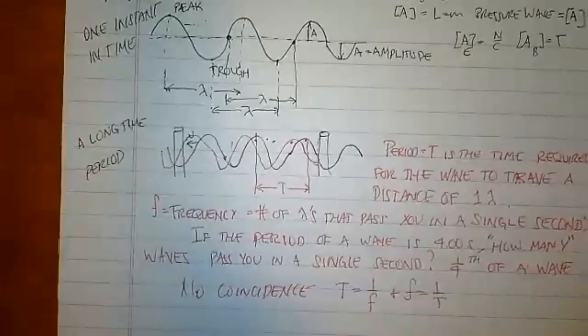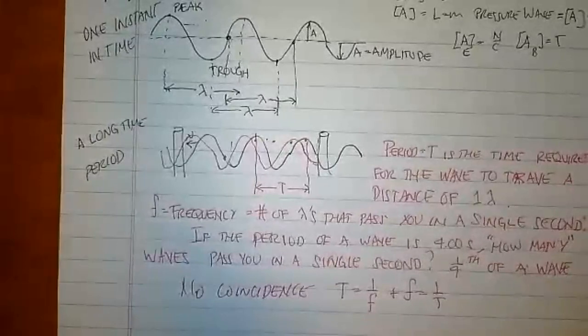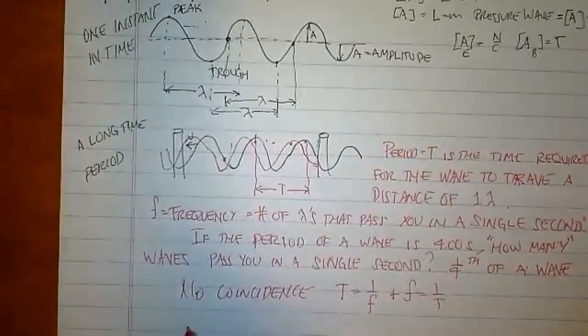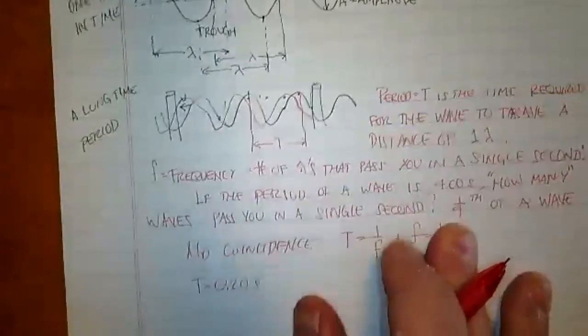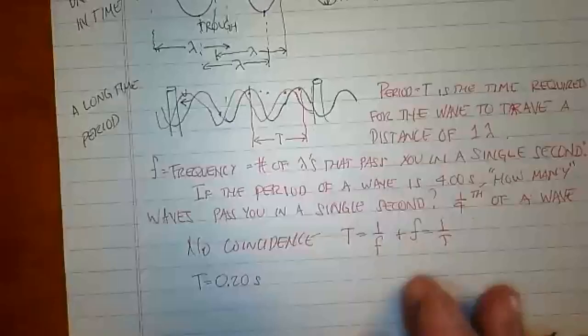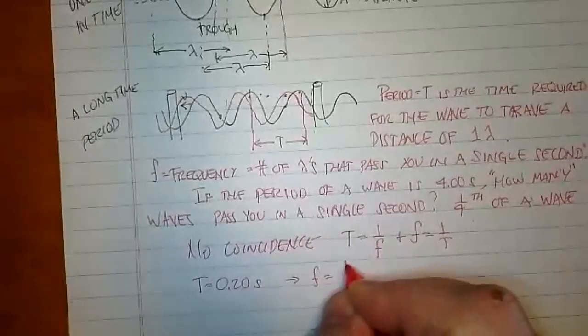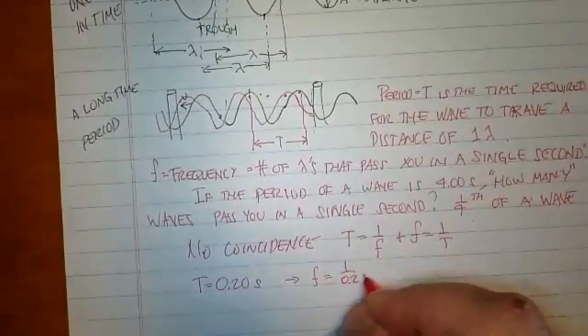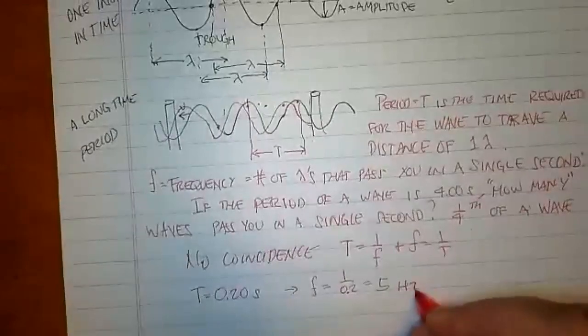Okay. So for instance, if I said a wave had a period of 0.2 seconds, how many waves pass you in 1 second? 5. What'd you say? I think you said it right. 5. Yeah, exactly. That's right. Okay, so that's 5 hertz. So that's kind of nice.